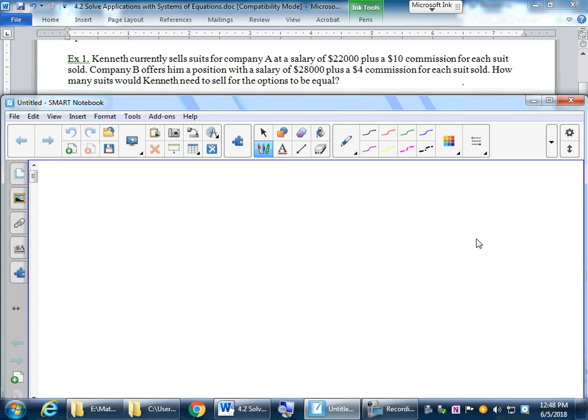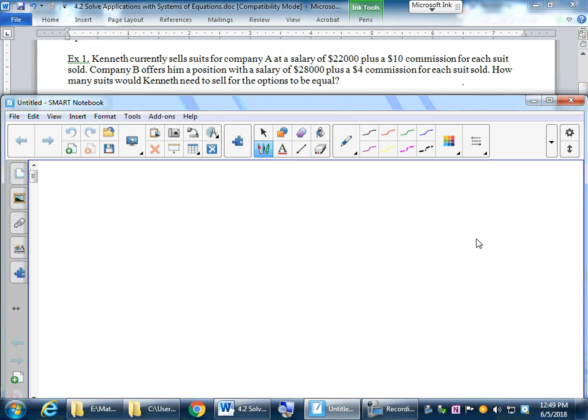Canon currently sells suits for company A at a salary of $22,000 plus a $10 commission for each suit sold. And company B offers him a position with a salary of $28,000 plus $4 commission for each suit sold. So how many suits will Canon need to sell for the options to be equal? In this case, our unknown is the number of suits that need to be sold for company A, and the number of suits that need to be sold for company B.